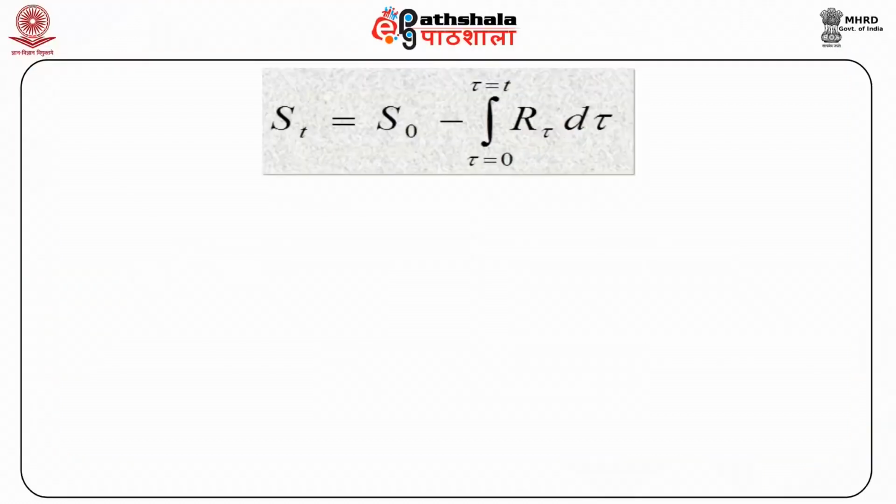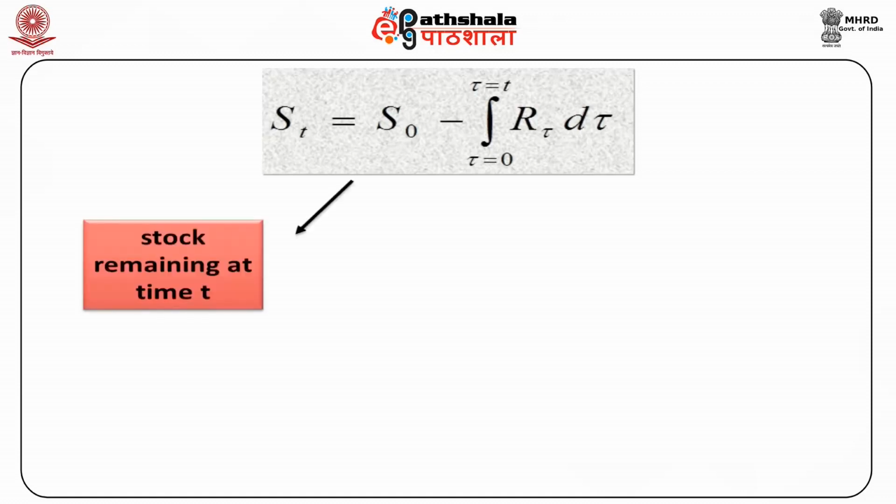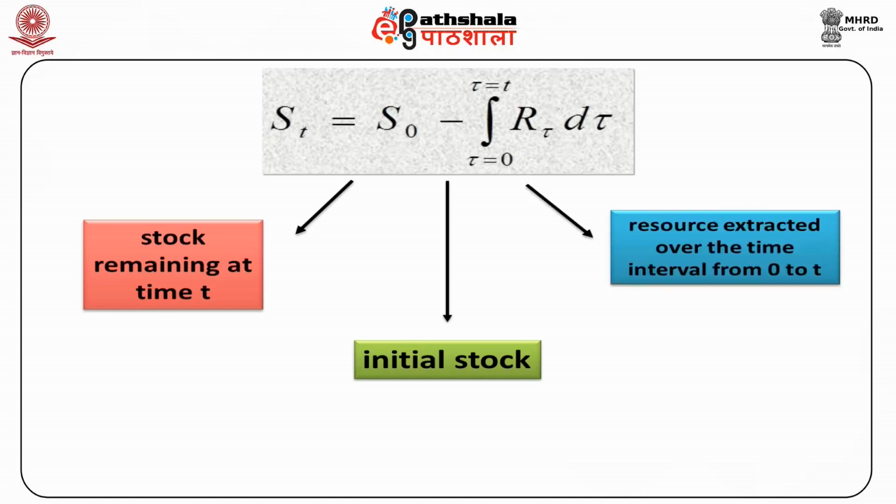The equation S_t equal to S naught minus the integral of R(tau), where tau goes from 0 to t, states that the stock remaining at time t, S_t, is equal to the magnitude of the initial stock, S_0, less the amount of resource extracted over the time interval from 0 to t.